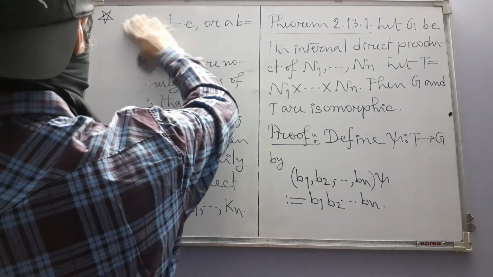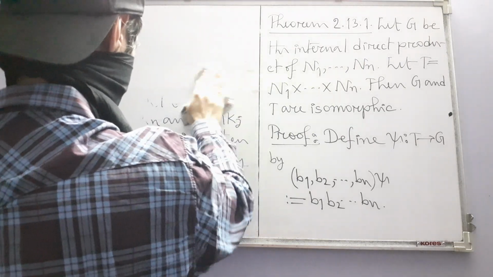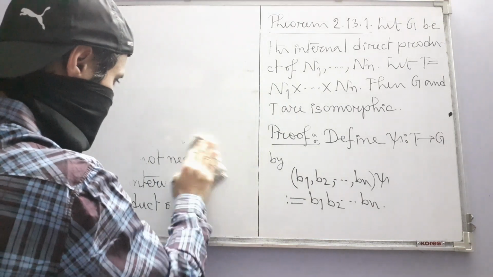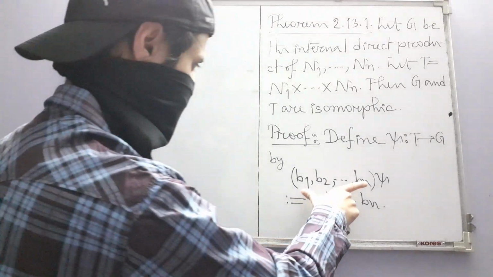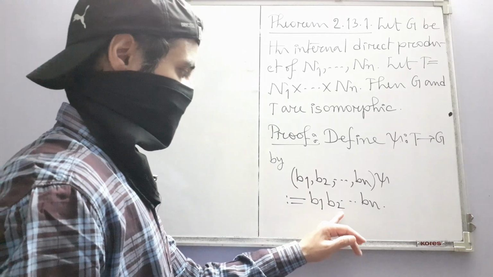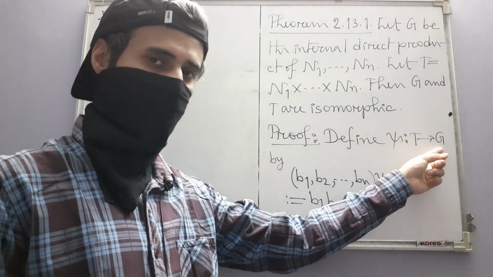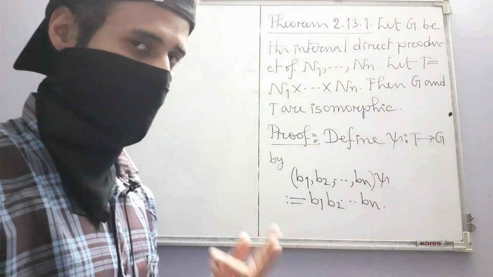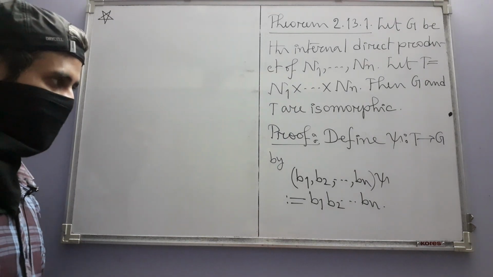That, however, is almost immediately true. Why? What do we need for psi to be well defined? We need to make sure that whenever we are choosing any input from our domain group T, the output first of all should lie in the range group G, and the second thing is that the output needs to be unique. These are the two requirements for well-definedness.